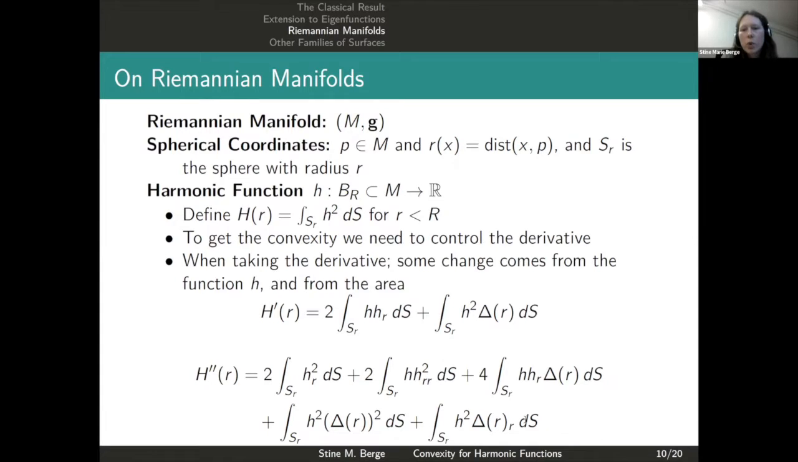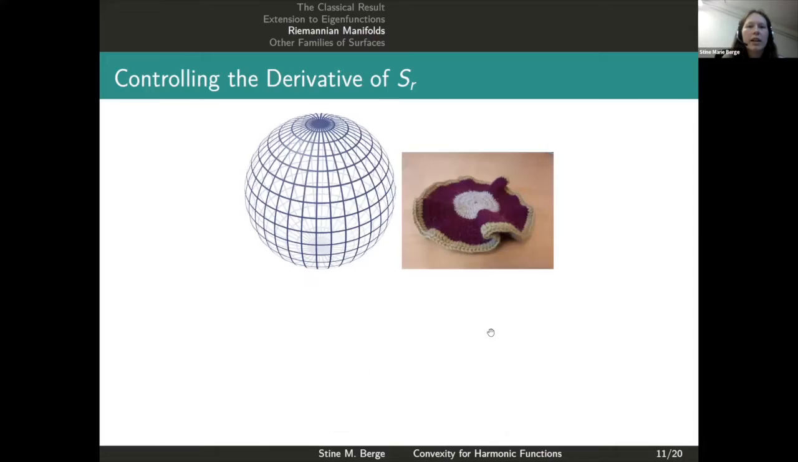Okay, so the way we are going to control these Laplacian of the radial distance function terms is to use comparison geometry. So there are two ways this can grow. One way is that it grows slower than in the Euclidean case. And the other is that it grows faster than in the Euclidean case.